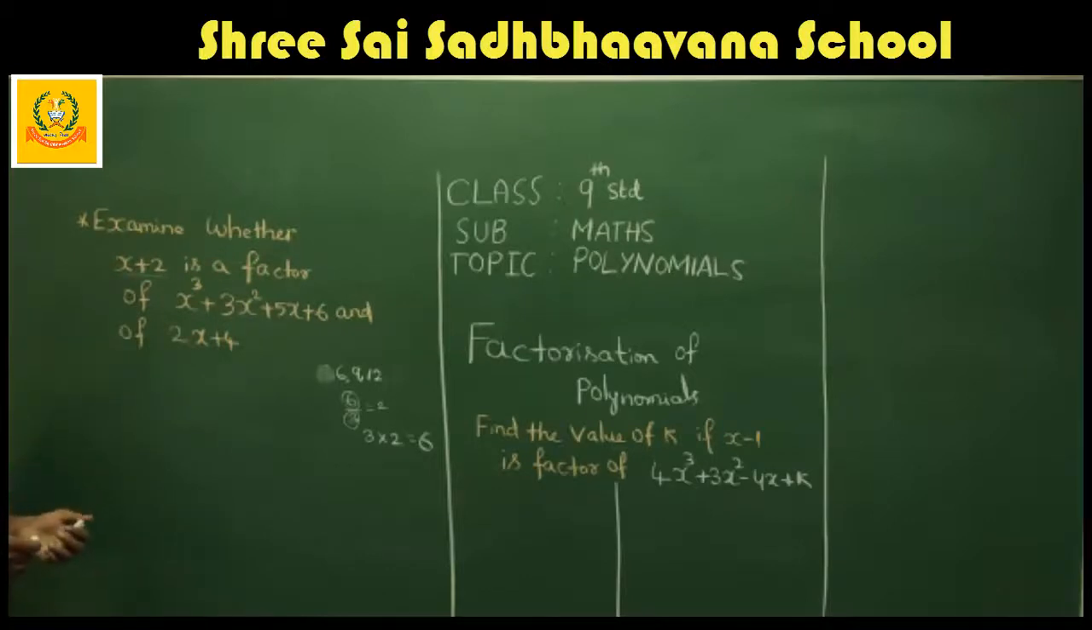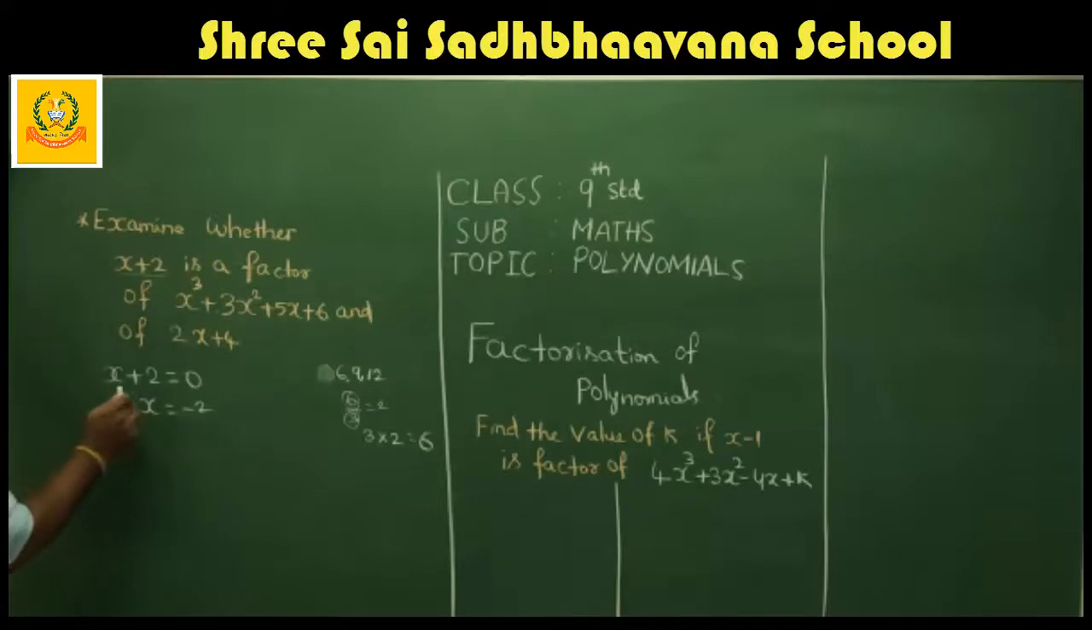So what we can do is just consider the divisor, which here is x plus 2, because we have to check that x plus 2 is a factor of the polynomial given, as well as 2x plus 4. So for x plus 2, which we have to prove is a factor, first equate that to 0, like we did in the remainder theorem. So x is equal to minus 2, when you send the plus 2 to the RHS.